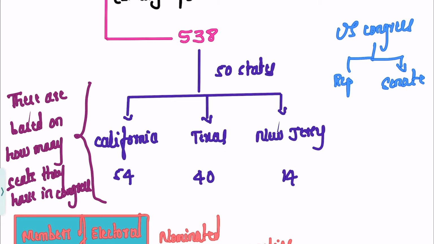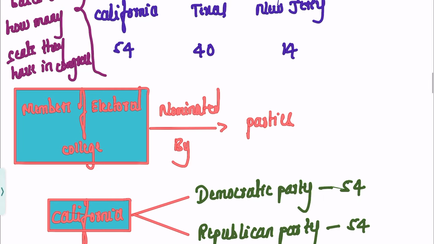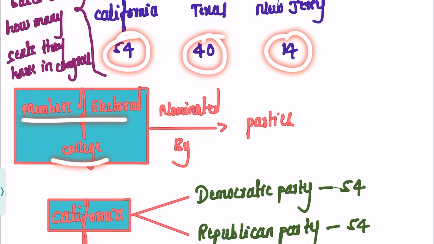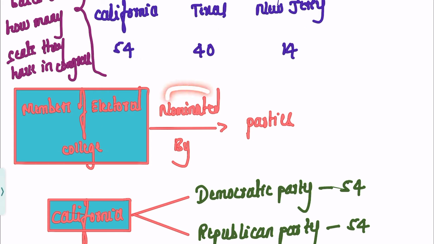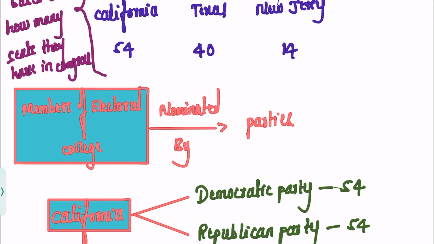Now, how are these 54 people or 40 or 14 chosen? They are not elected. These members of the electoral college, that is 54, 40 from each state, are nominated by parties. How many big parties are there in the US? There are many small parties also, but they don't usually win elections. There are two big parties, Democratic Party and Republican Party, right?